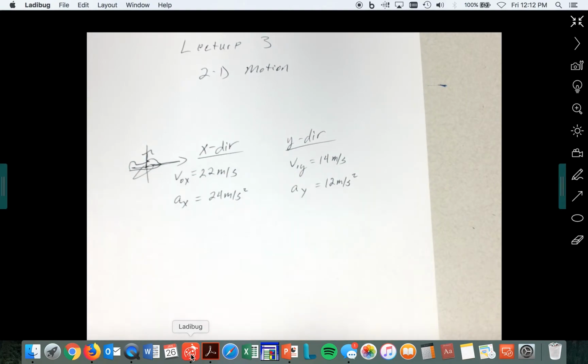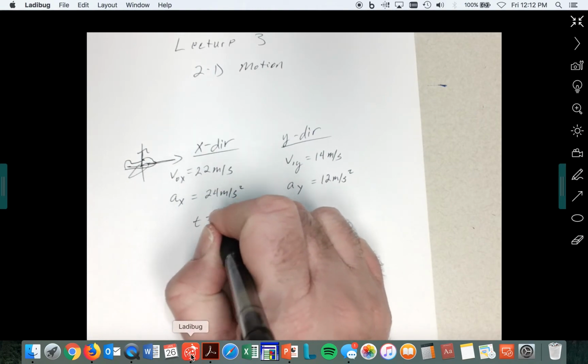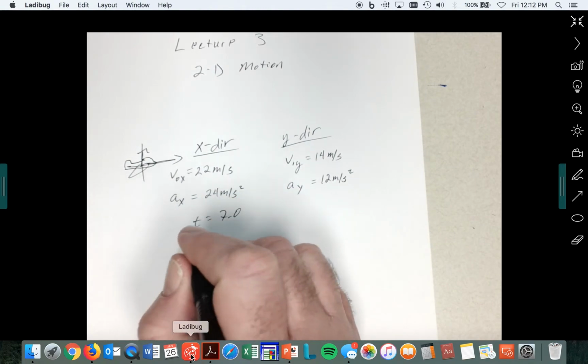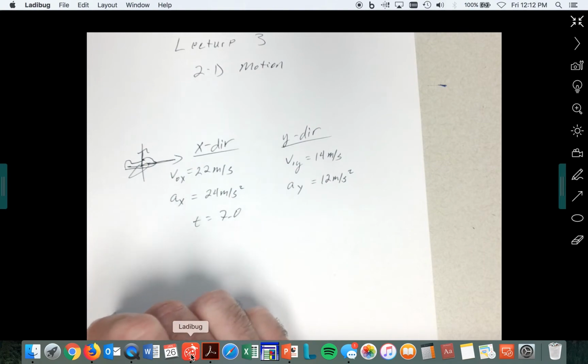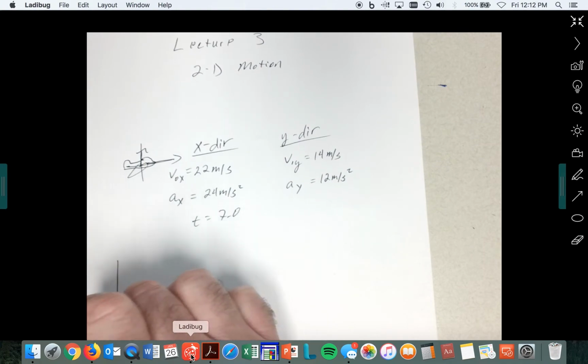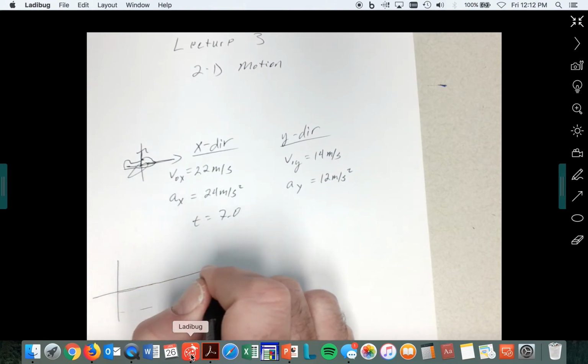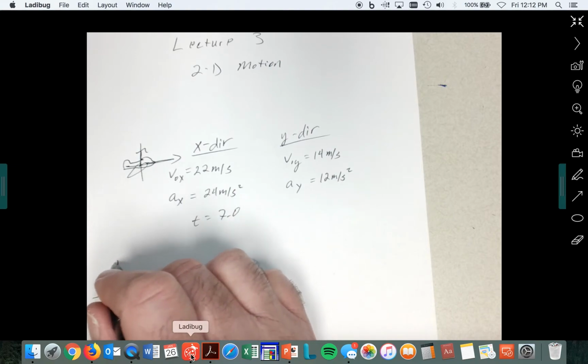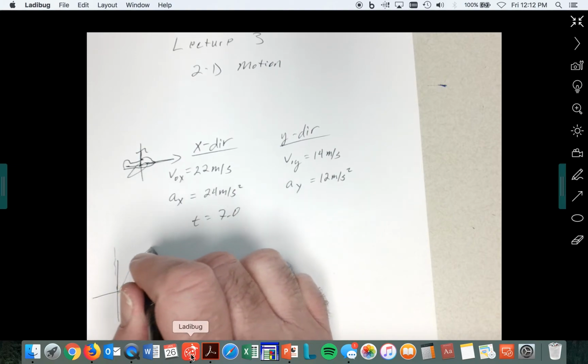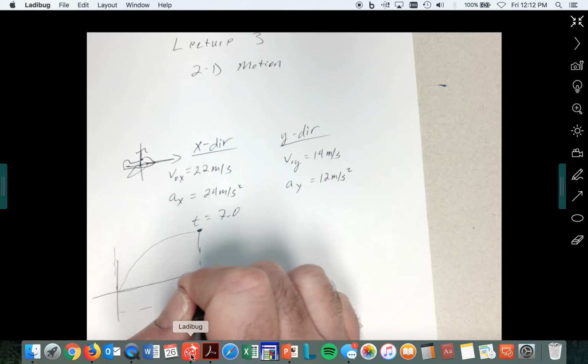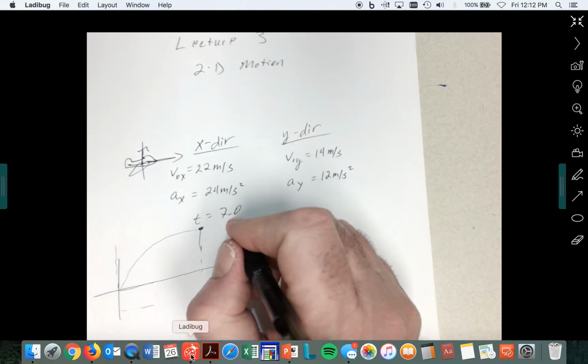All right? So here we go. And t equals 7 seconds. So x, the distance in the x direction that it went. What's going to happen is it's going to go a distance in the x direction. At the same time, it's going to go a distance in the y direction. And so it looks like this. And it's going to meet up here somewhere. T is equal to 7 seconds.